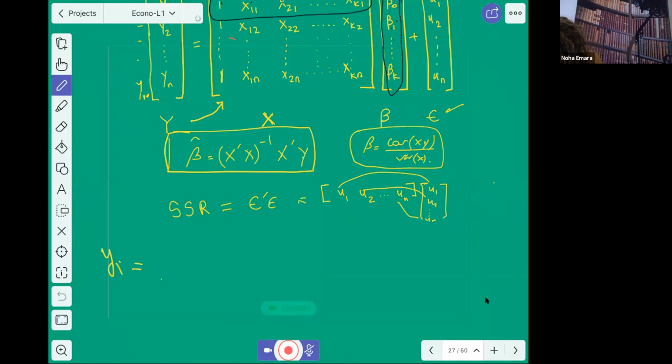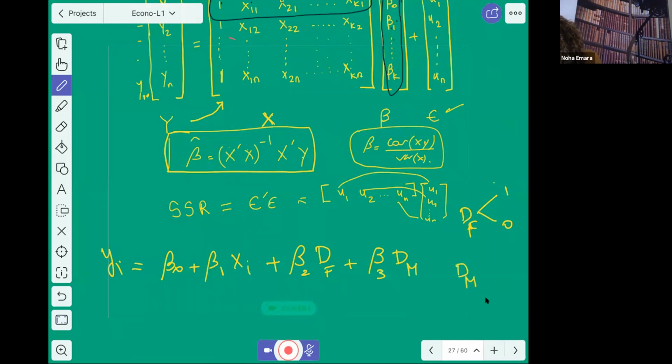yi is equal to beta naught plus beta 1 xi plus, I'm adding a dummy, okay? And this dummy is for females. So it's called df, where df is going to take 1 if the person I'm interviewing is a female, and it's going to take 0 if the person is male. And suppose I also added another dummy that is called dm, where dm for males takes 1 if the person is a male and 0 if a female.